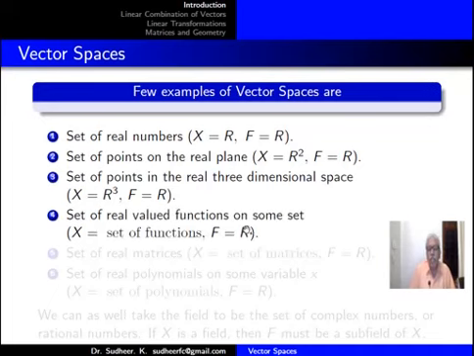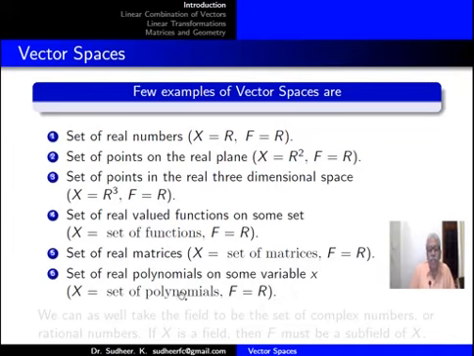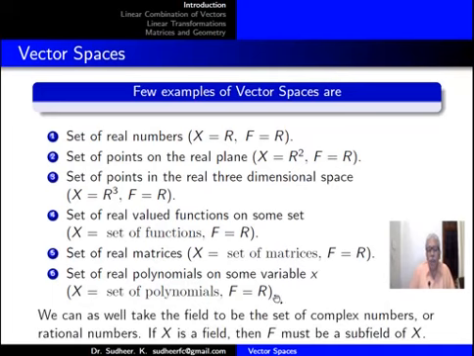Set of real-valued functions on some set. See, if you take the set of functions to be X and F equal to R, then X will be a vector space. Set of real matrices is a vector space, and in that case, X is a set of matrices and F is the field of real numbers. Set of real polynomials on some variable x. So polynomial addition you have, and you don't need multiplication of polynomials because in the vector space you need the addition of vectors only. So X is equal to set of polynomials and F equal to R.